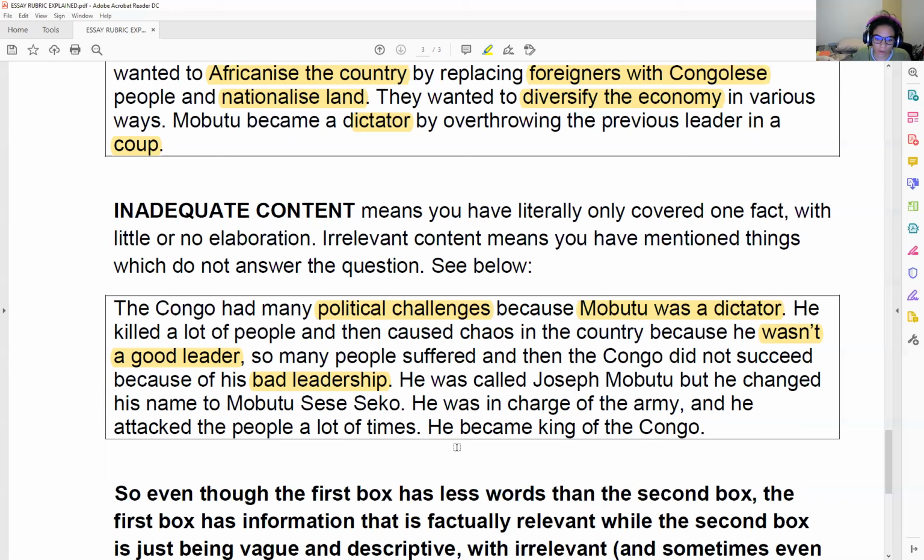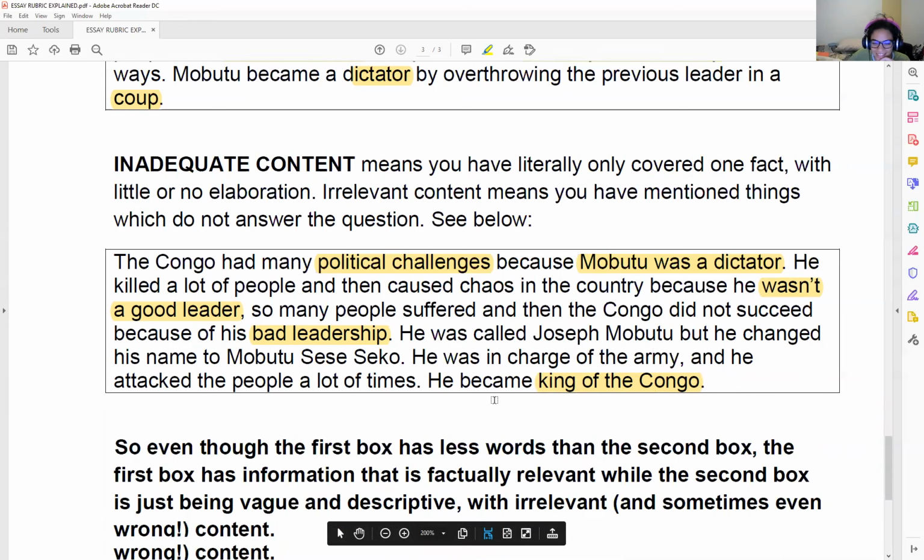He was in charge of the army and he attacked the people a lot of times. Once again, how does this answer the question? It's just throwing words on a page and not actually making an attempt to answer the question, whatever the question may be. He became king of the Congo. That is just factually incorrect because he wasn't a king. I think he was president for life because he only made like 1 party and he could only vote for his party. So he was president for life. Voted in. Anyway.